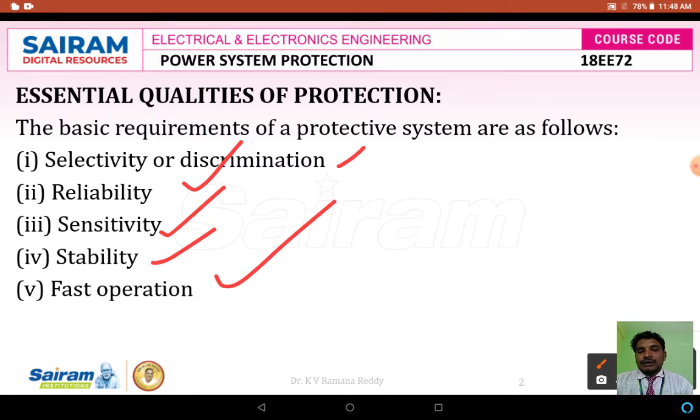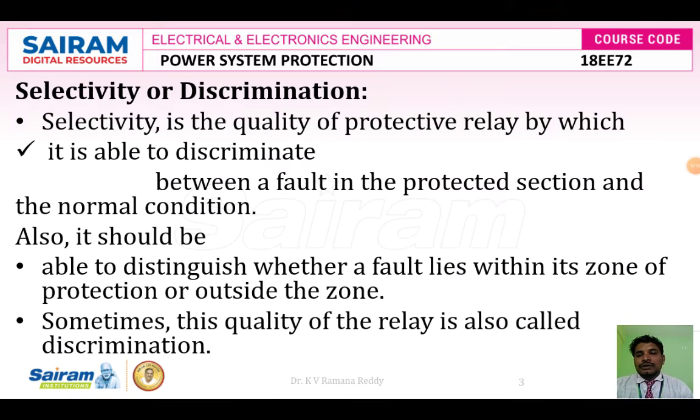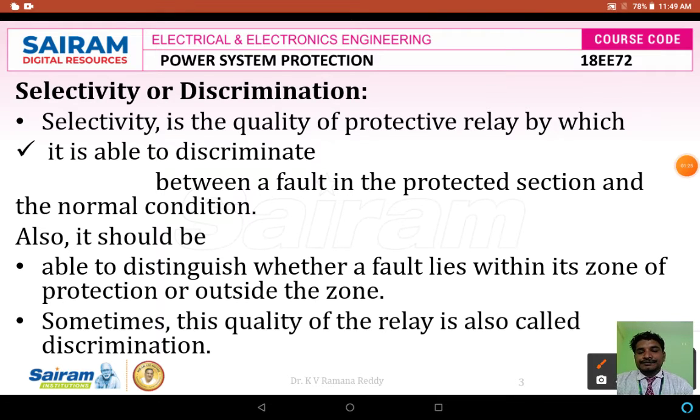So, being a protective system or a protective device, it requires the following requirements to be fulfilled. Let us see each and every basic requirement of a protective device. Let us discuss the first one, which is called selectivity. What is meant by selectivity? Why is selectivity required in a protective device?